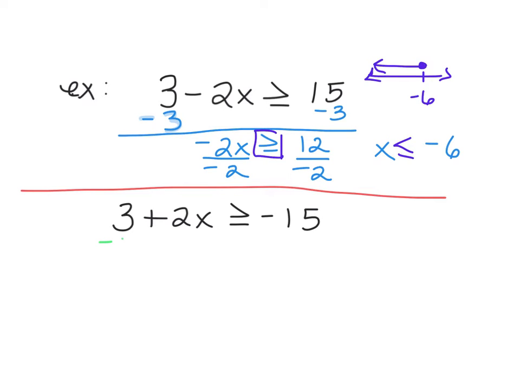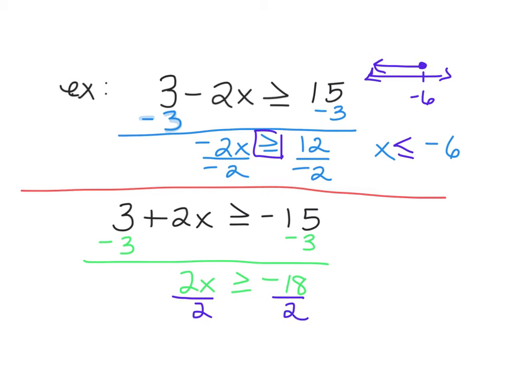I'd start the same way. I'd subtract 3 from both sides. I have a positive coefficient here, so 2x is greater than or equal to -15 minus 3, which is -18. Now what I'm doing here is dividing by a positive number. I do not need to reverse the direction.